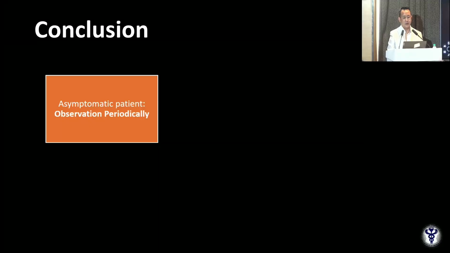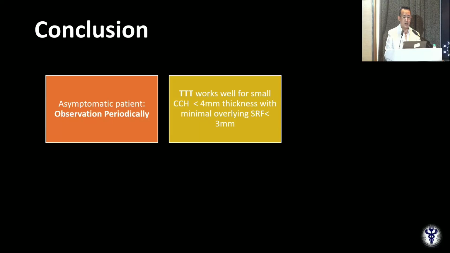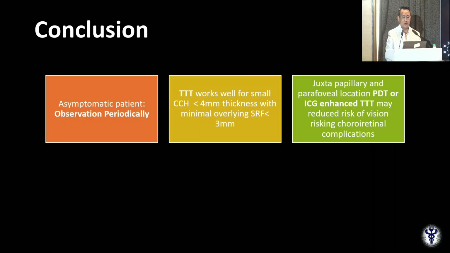So in conclusion, I'll summarize: in patients with small, asymptomatic tumors with good vision, you can just observe periodically. TTT works well for small circumscribed choroidal hemangioma with tumor thickness less than 4 millimeters and minimal overlying subretinal fluid of less than 3 millimeters.